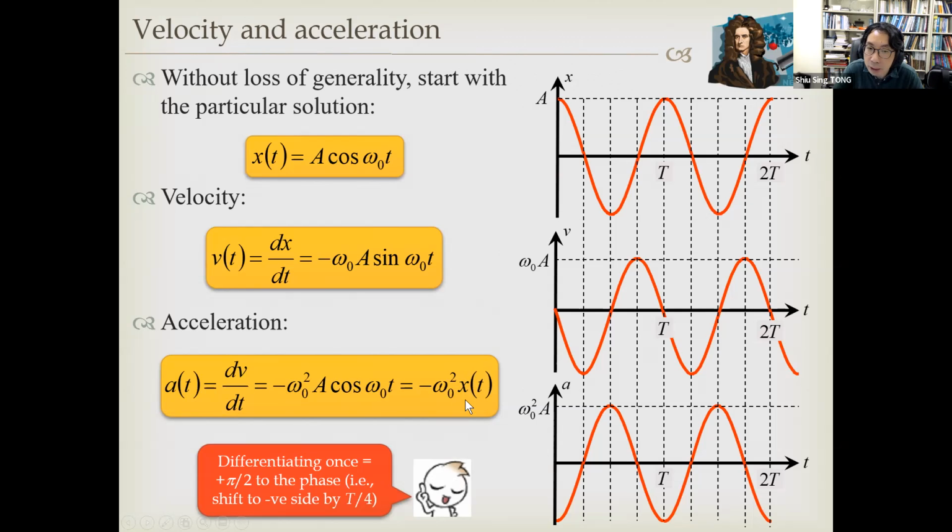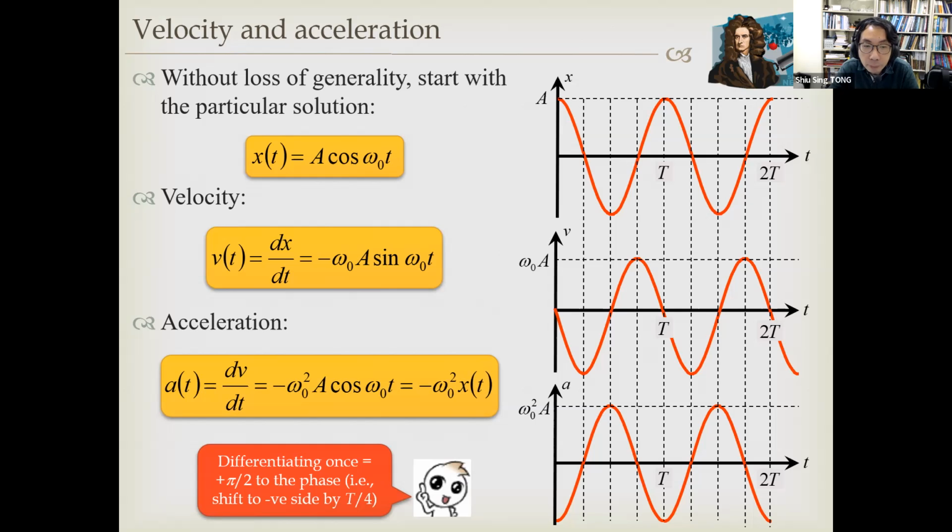Now, what is this? The acceleration equals x multiplied by minus omega naught squared. It is nothing but the differential equation of motion. This is the equation that we start with. The a is the second derivative of x. On the right hand side, we have x multiplied by minus omega naught squared. This is just the equation of motion that we start with, so it's not surprising to get this equation back.